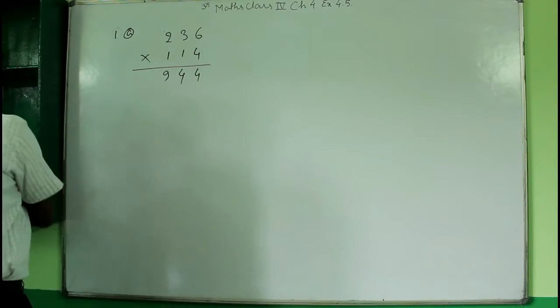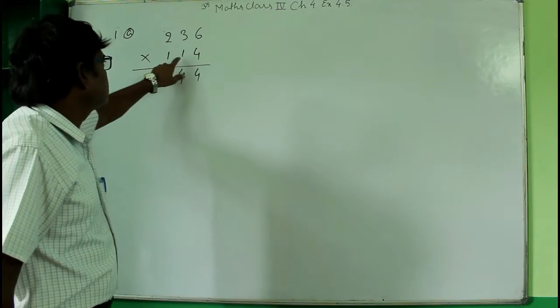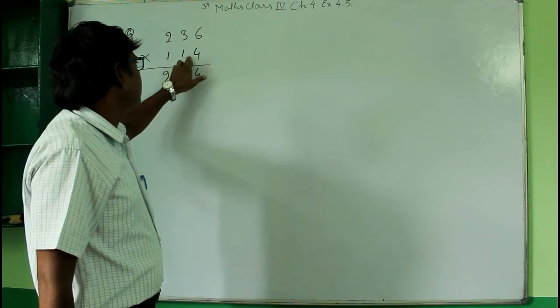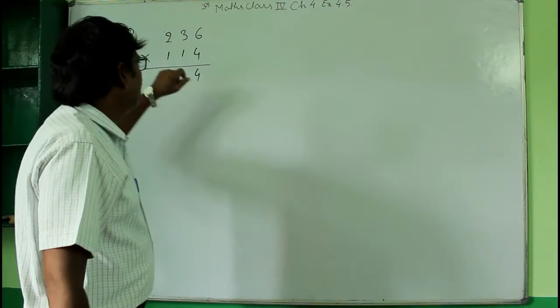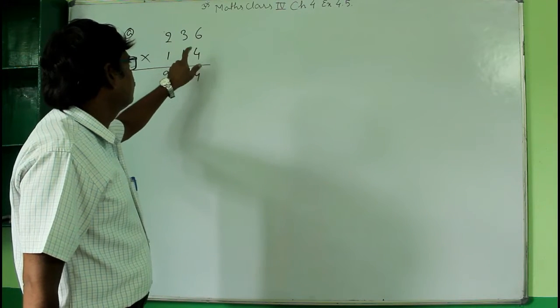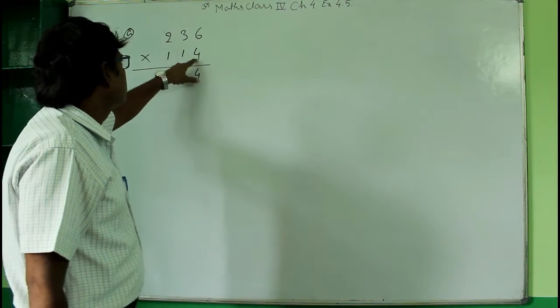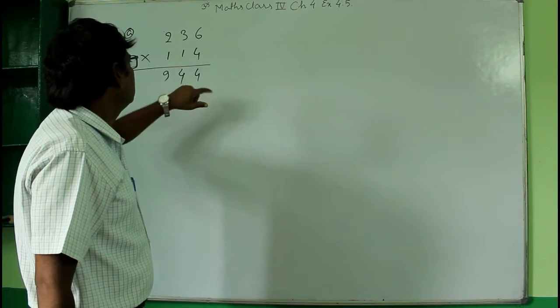When you multiply, here it is 236 into 4, and see that this is the multiplier. Okay, this number is the multiplier and this is the multiplicand. Okay, and in this multiplier, this is 114 and 4 is at the units place. So when you multiply 236 by 114, you will get this.